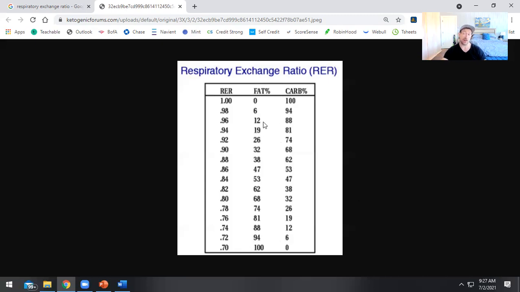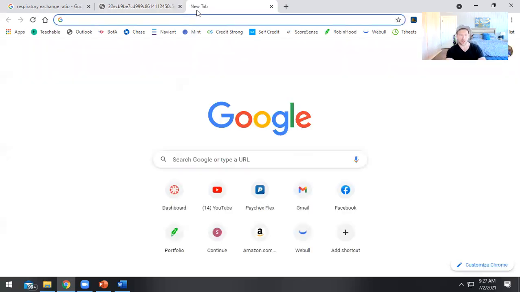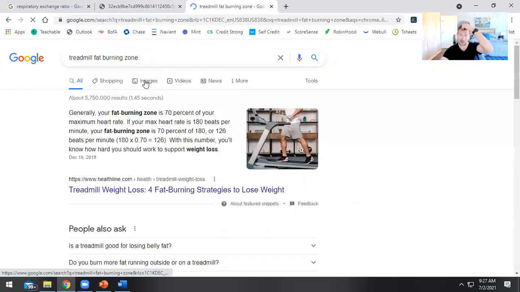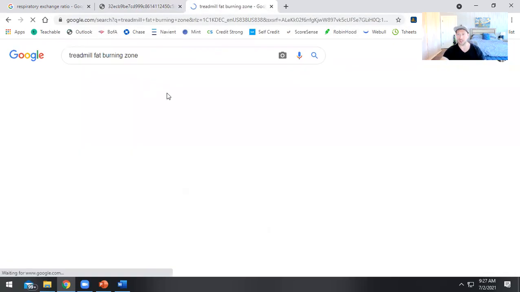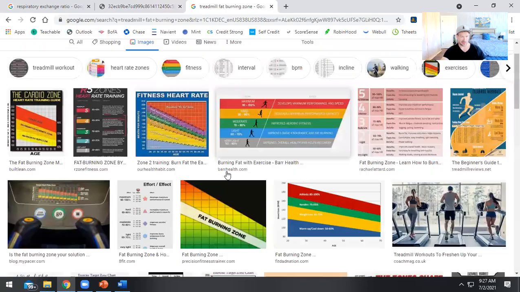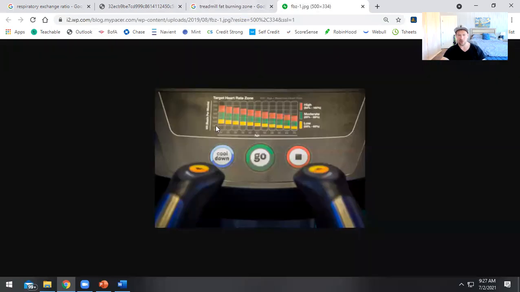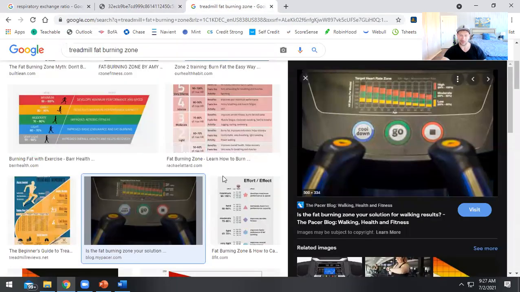So if you've ever wondered where the fat burning zone is, which you'll see on treadmills, you always see it in the pictures. It'll say, if you're this age, 20, 30, 40, 50, whatever, you want your heart rate to be 140 to be in the moderate zone. But if you want to be in the fat burning zone, you've got to be only at 130. It tells you your heart rate should be a little bit lower.